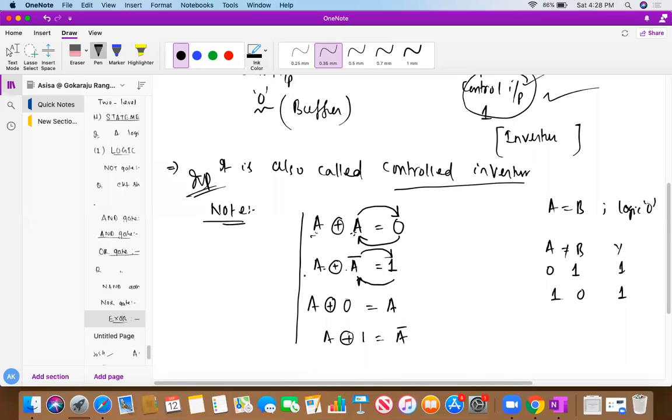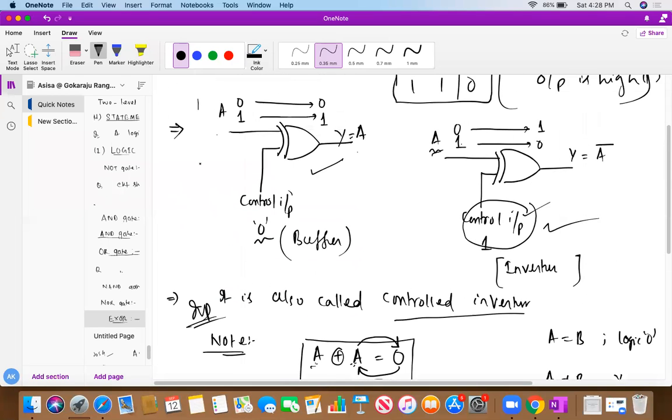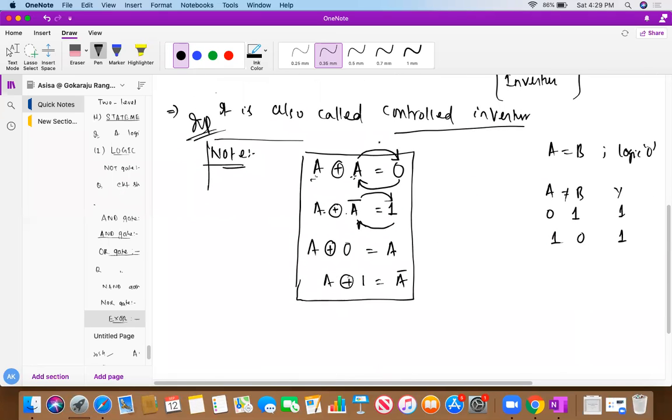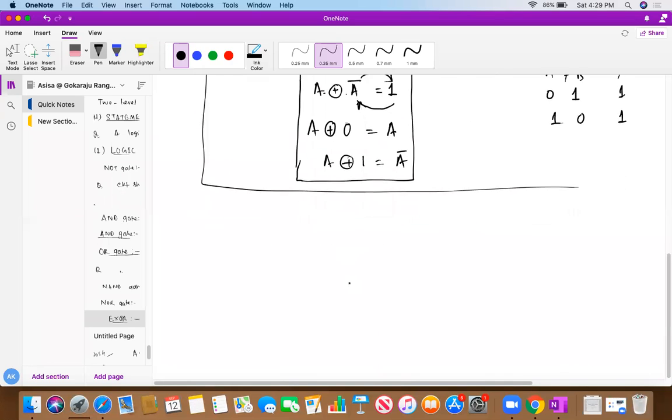Okay, this is very important, students. I'm going to use this concept in many places, this inverter and buffer part. So please try to understand and remember these things. How it will be useful, I'm going to tell you now.